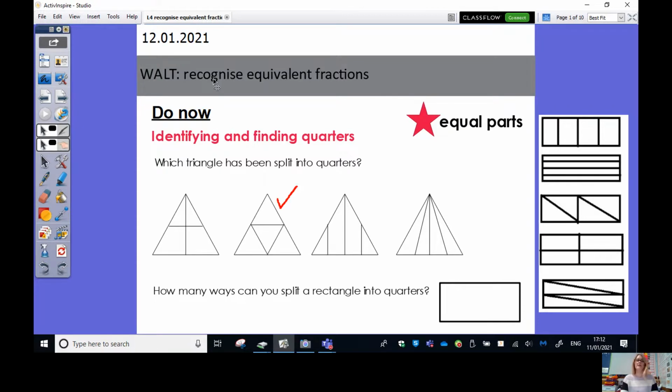Okay, so today's lesson, we are going to be looking at recognising equivalent fractions again. So you'll be using your fraction wall to help you for the first part of the lesson, and then you're going to be looking at number lines today. So a little bit different to yesterday.